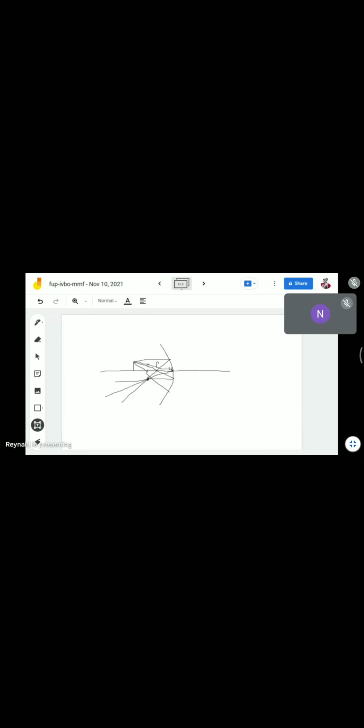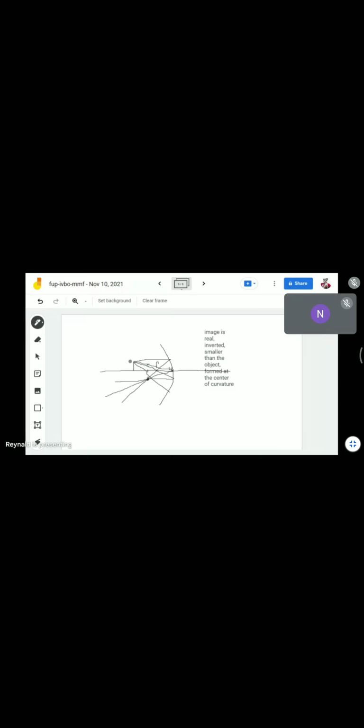Now, make the description of the image. So the image is real, inverted, smaller than the object, formed at the center of curvature. Okay. So ito yung image na buo.